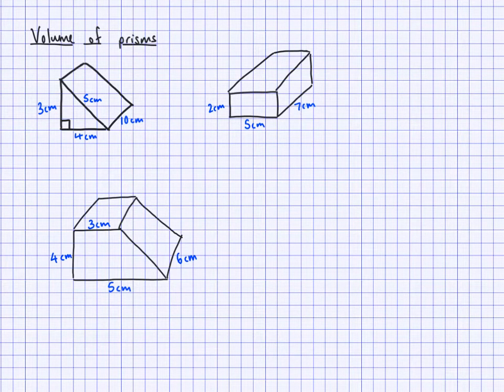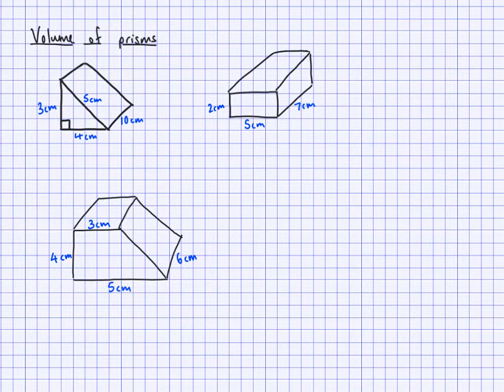Now, to find the volume of prisms, what we need is the area of the front face, or the area of this cross-section. And once we have the area, we can times it by how long it is, how long each of them are. So let's find the areas first.